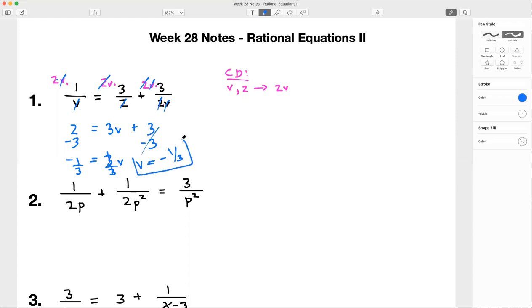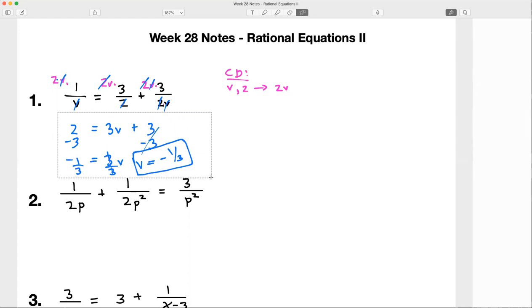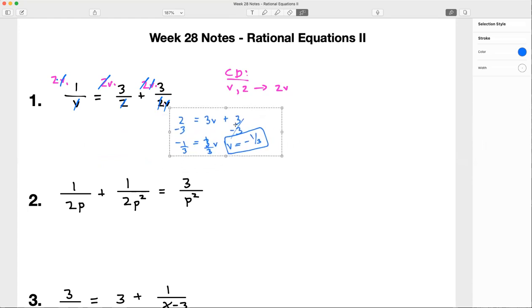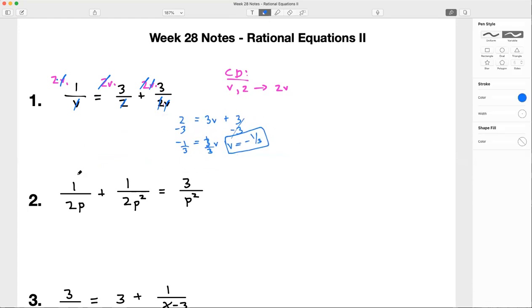And of course, I kind of encroached on the workspace of the next problem, but that's okay because I'm doing this on a computer and I can just shrink it down there. Okay. So, great, V equals -1/3.